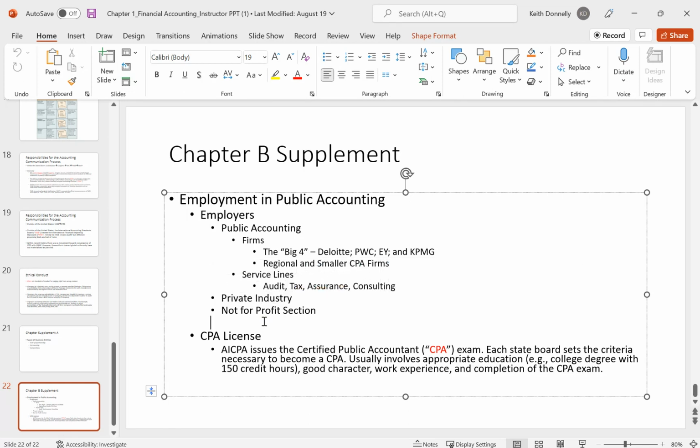Private industry is essentially where you're like an accountant internal to a business. So maybe you're like an accountant at Giant Eagle. You're an accountant for Amazon, right? The only person you're working for is one business.